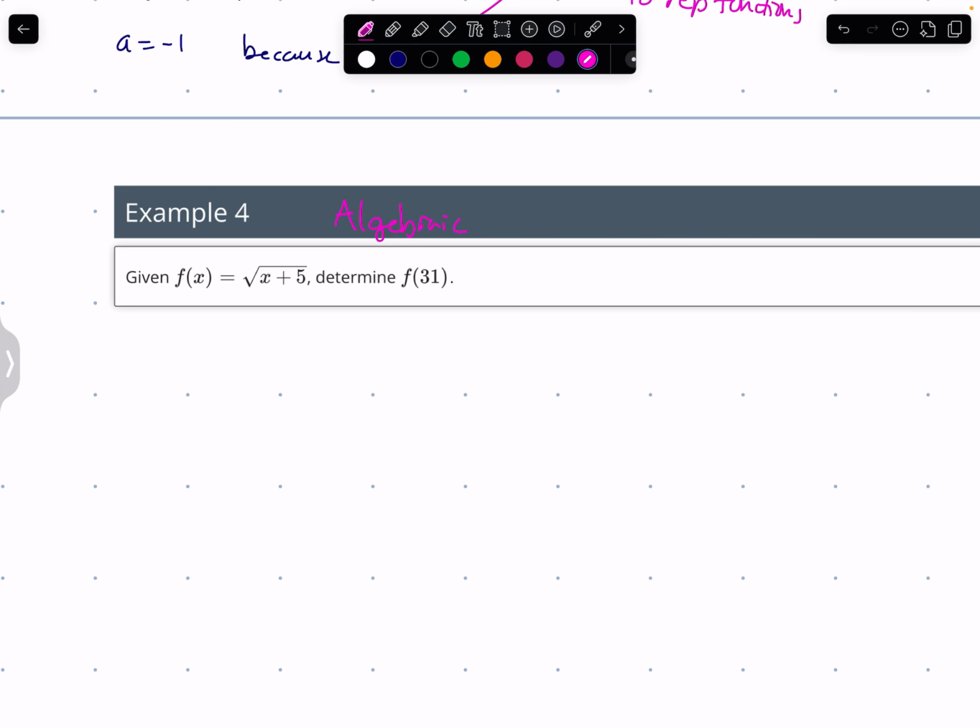So this means I'm given the function operation here, which allows me to find any input or any output given an input like 31 here. It's saying find the value when x equals 31. So what I do is I plug 31 into my function. That means wherever I see an x, I'm going to replace it with 31.